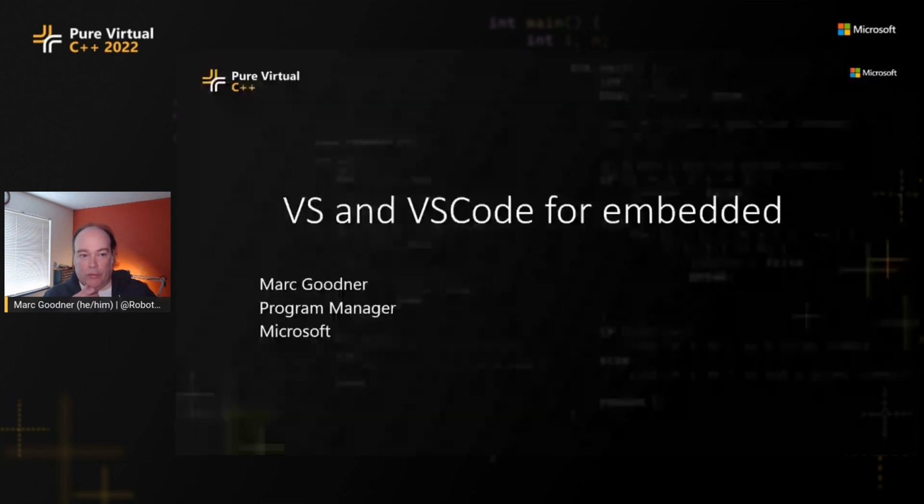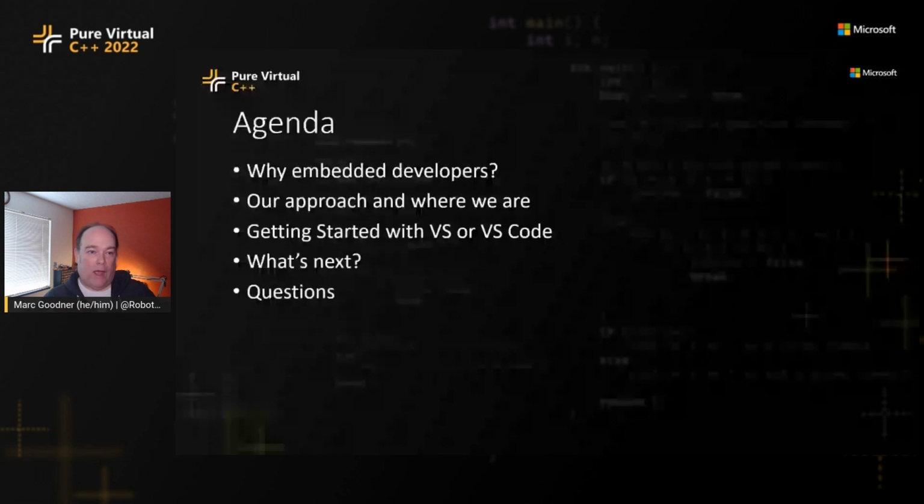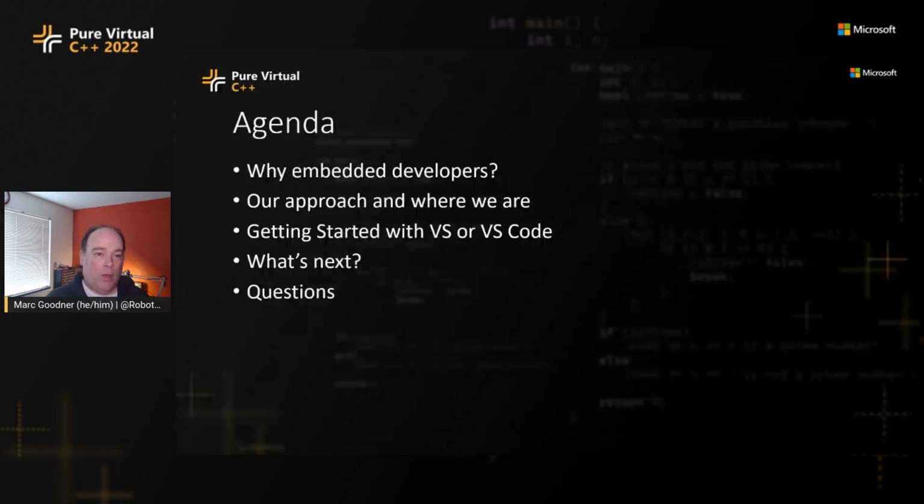So just to go through what I'm going to talk to you about: why we're looking at embedded developers, or why we're working to improve Visual Studio and VS Code for embedded developers, the approach we're taking, where we're at today. Then I'm going to give you a quick demo of some embedded development with VS Code, so live demo. And then I'll talk a little bit about what's next, and then we'll have time for some questions, hopefully.